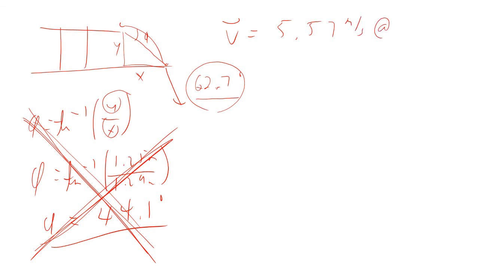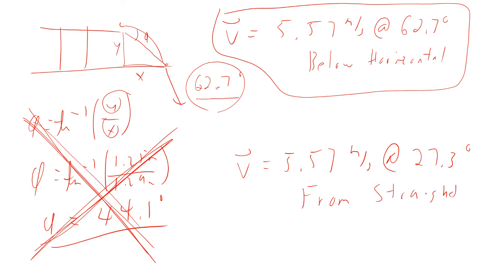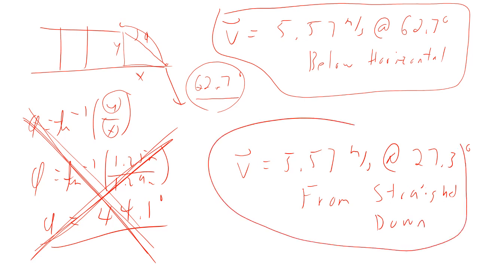So you could write this as 5.57 meters per second at an angle of 62.7 degrees. Well, 62.7 what? Below horizontal. Don't just say 62.7, say how you're measuring 62.7. You could write this differently too. You could write this as the velocity is 5.57 meters per second at an angle of 27.3 degrees from straight down. So it's from the downward vertical. So instead of going straight down, it was at an angle of 27.3 degrees from straight down.